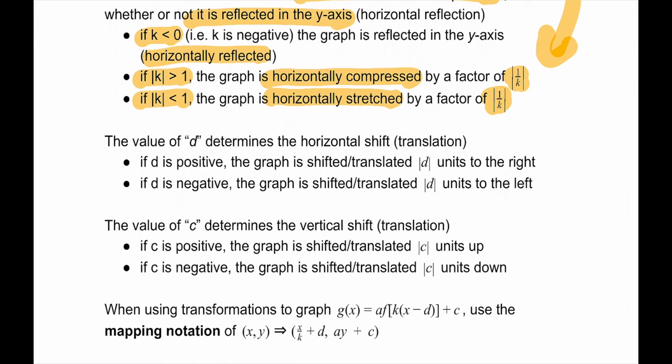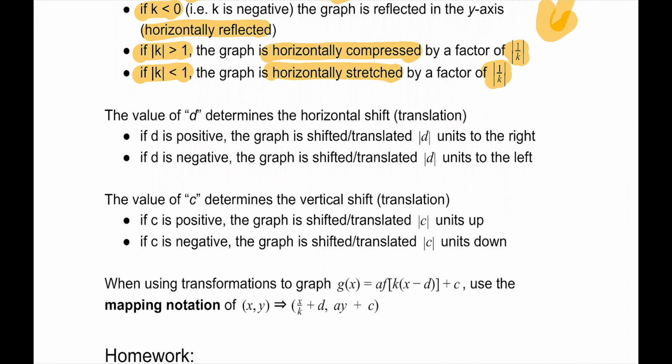Okay. Then finally, to summarize the last two transformations, which are the shifts, the easier ones. The value of d, whatever is being added or subtracted to x inside my function, is a horizontal shift, what we call a translation. If d is positive, the graph is shifted the absolute value of d units to the right. And if d is negative, the graph is shifted the absolute value of d units to the left.